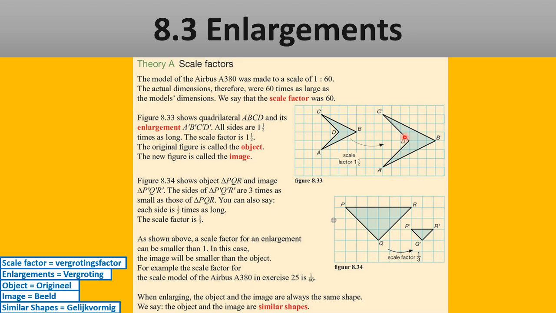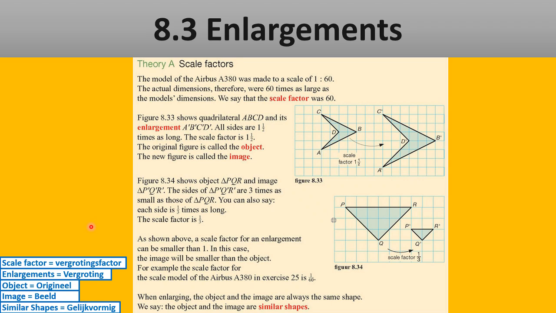For example, if D prime is not here, but for example here, then I have a completely different form. Then it's not an enlargement anymore, and it's not going to be applied with a scale factor.